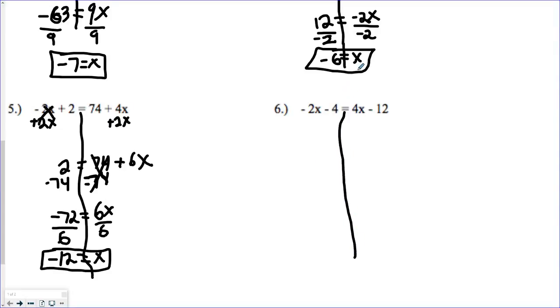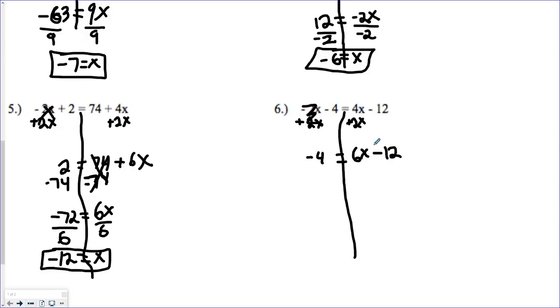And the last one for this one here. -2 is smaller than positive 4, so I'm going to go ahead and add this 2x to both sides. Again, just like before, I want to move the entire chunk, so I'm going to add this time. Not going to divide because I want to move the x along with it. So that goes away. Negative 4 is equal to 6x minus 12. Now, again, I'm going to move the 12.